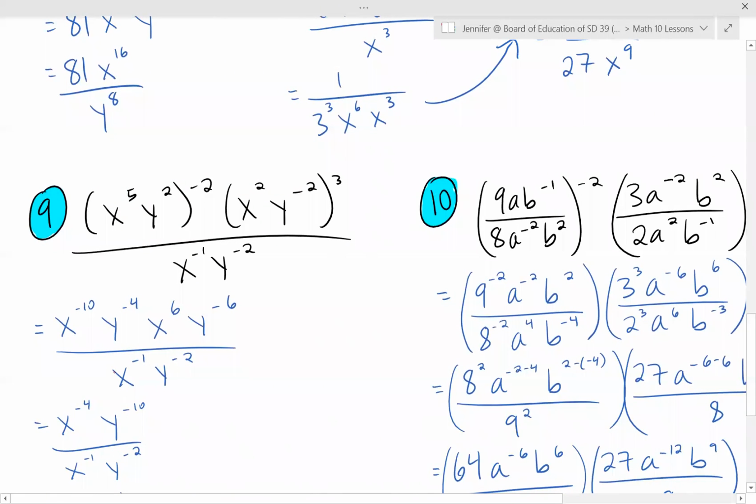The next step is I simplified the numerator first. I didn't even look at the denominator yet. So this x and this x can be combined by adding the exponents to get negative 4. And then I did the same thing with the y's. Negative 4 plus negative 6 is negative 10.